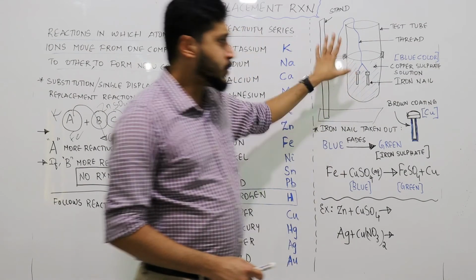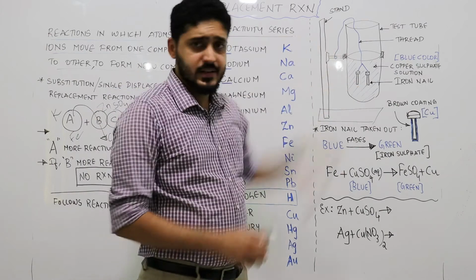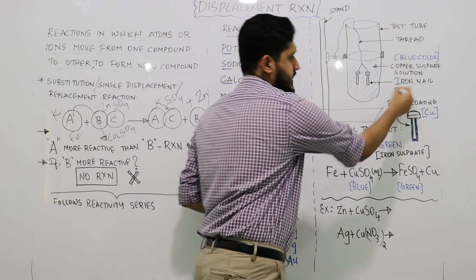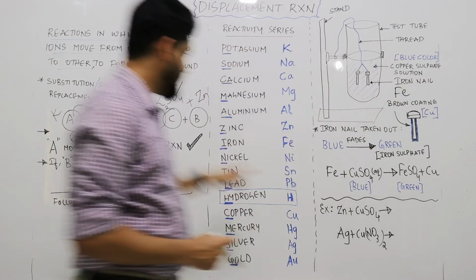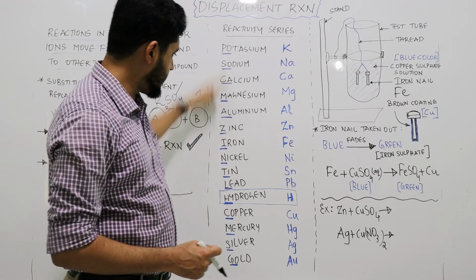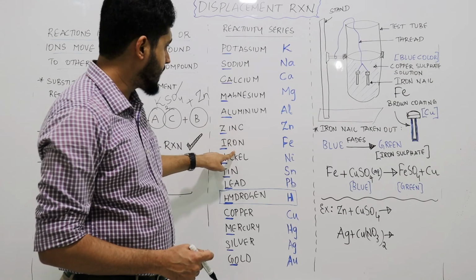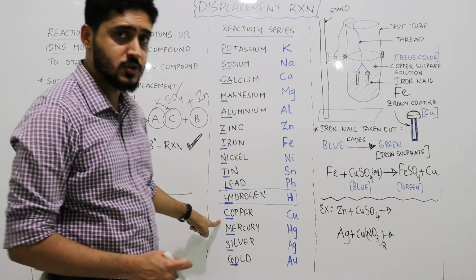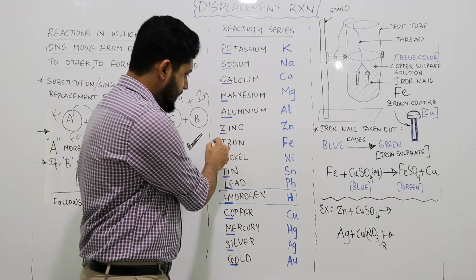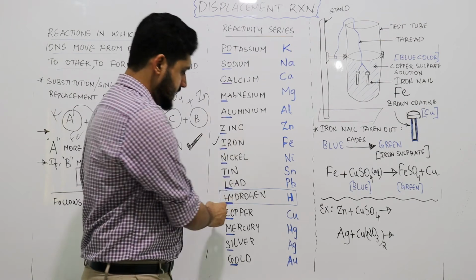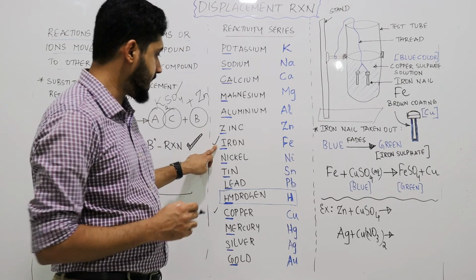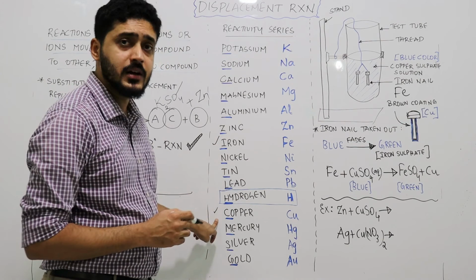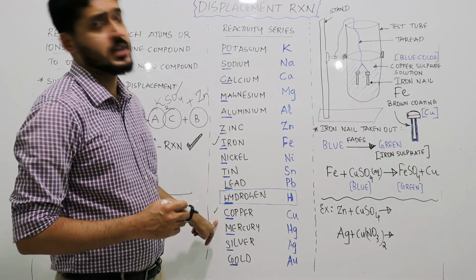And see guys, for 20 minutes, I am keeping the iron. Iron nail means it is Fe. I am keeping it in copper sulfate solution. That means, where is iron? Yeah, this Fe. Which solution am I keeping it in? Copper sulfate solution. So, iron is at the top of the reactivity series, copper is below.